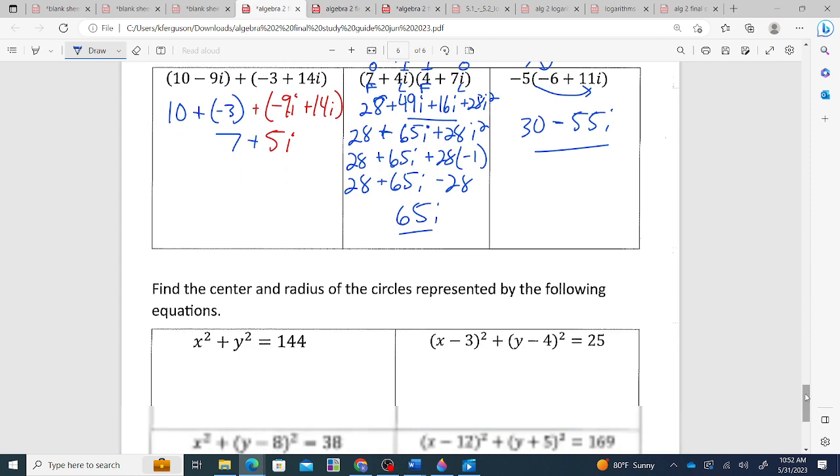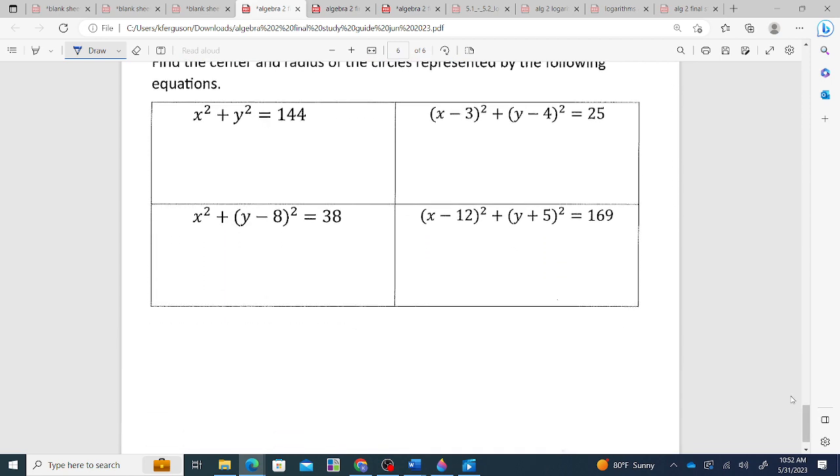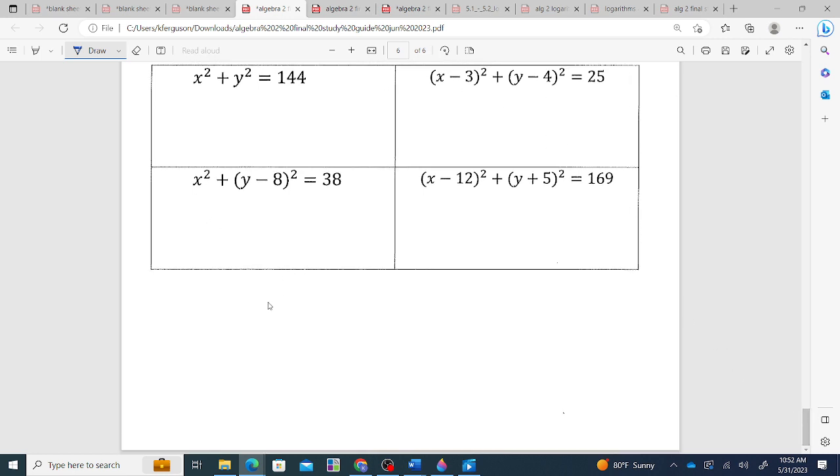All right. This right here, we're gonna do something a little different. I want to see if y'all recognize this. All right, right here.